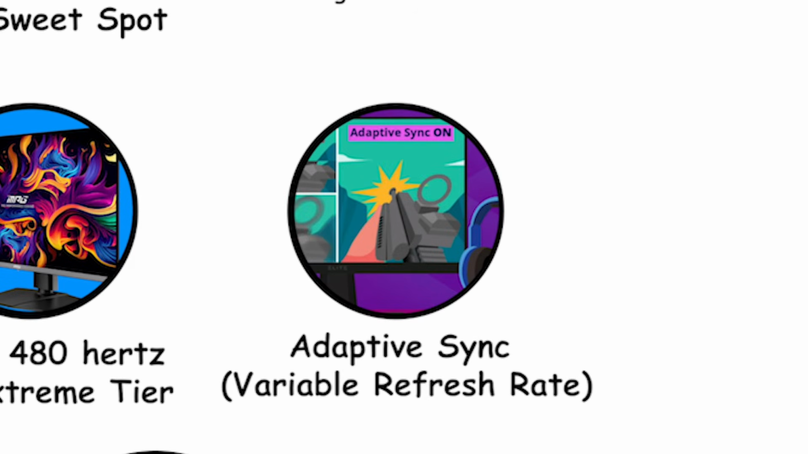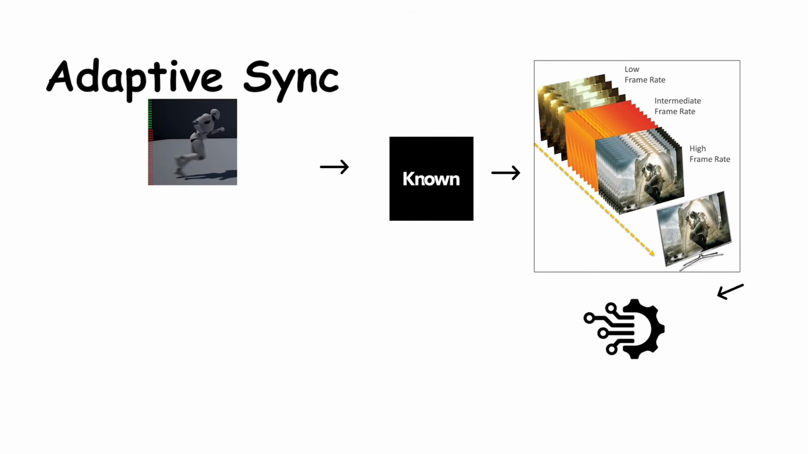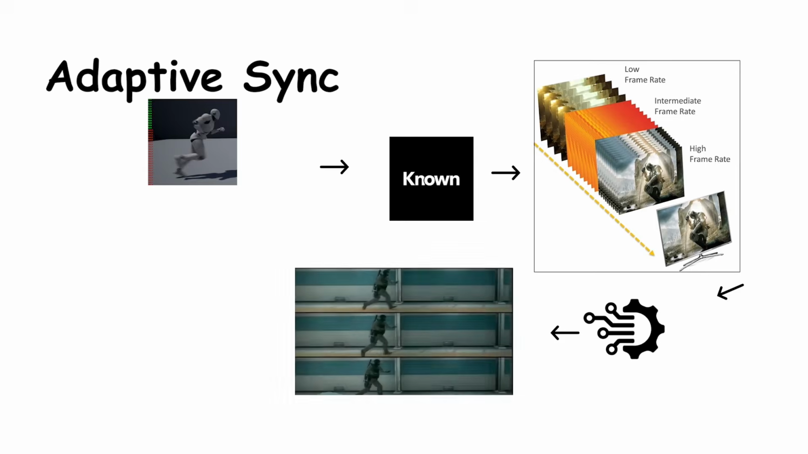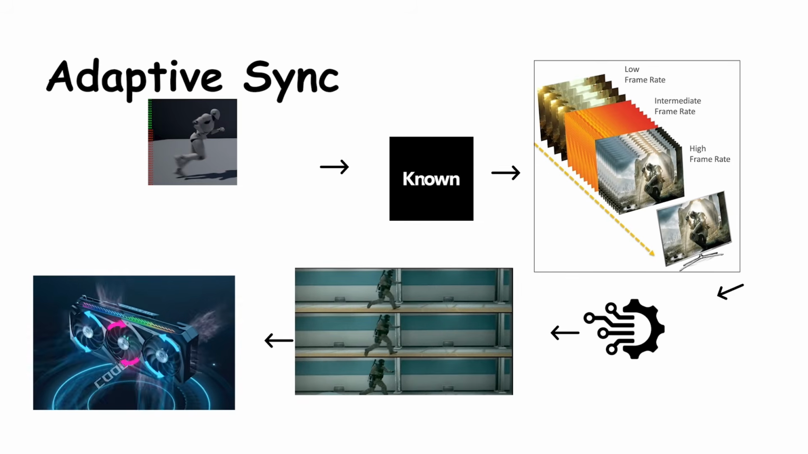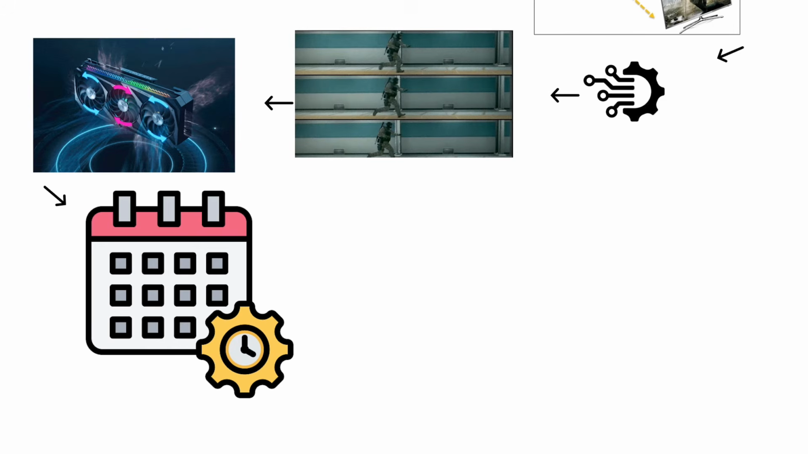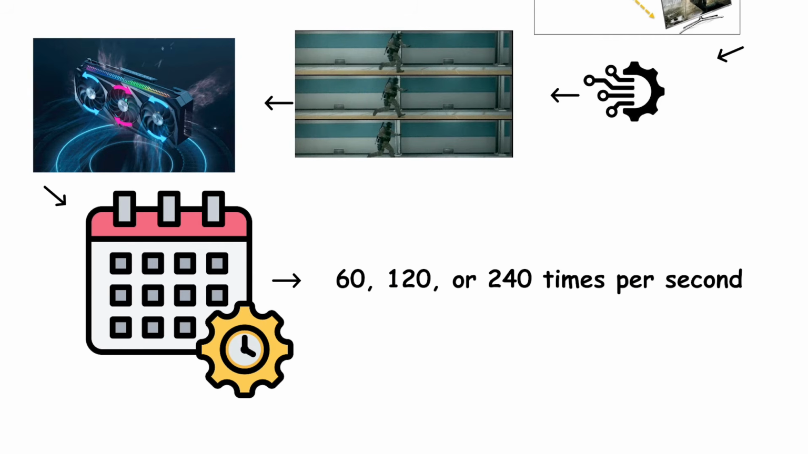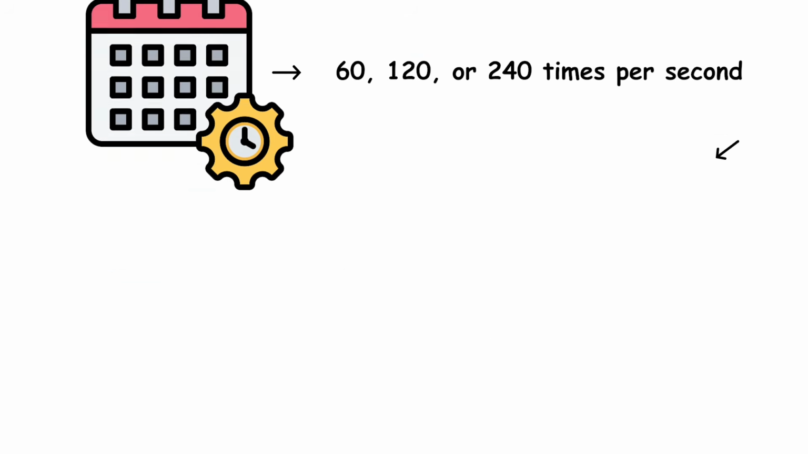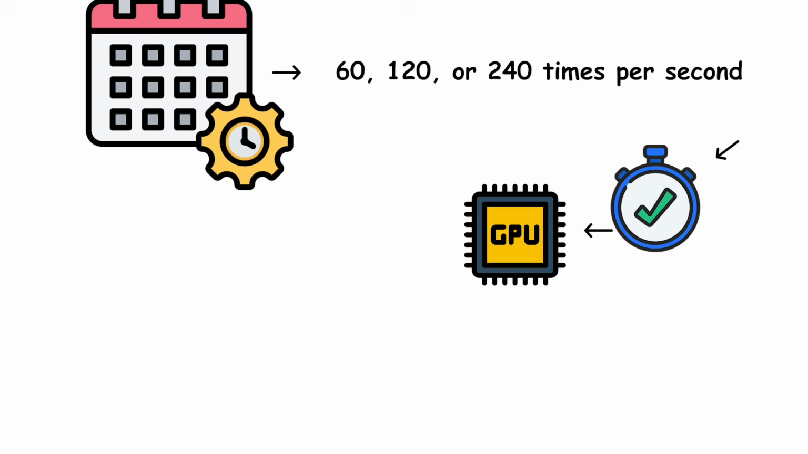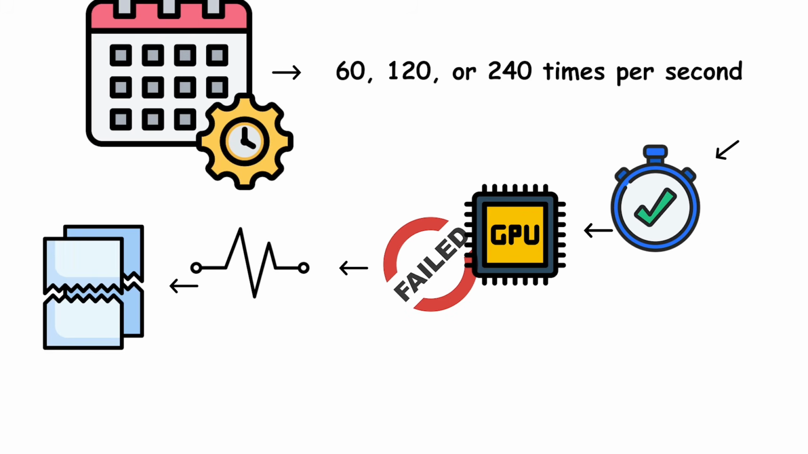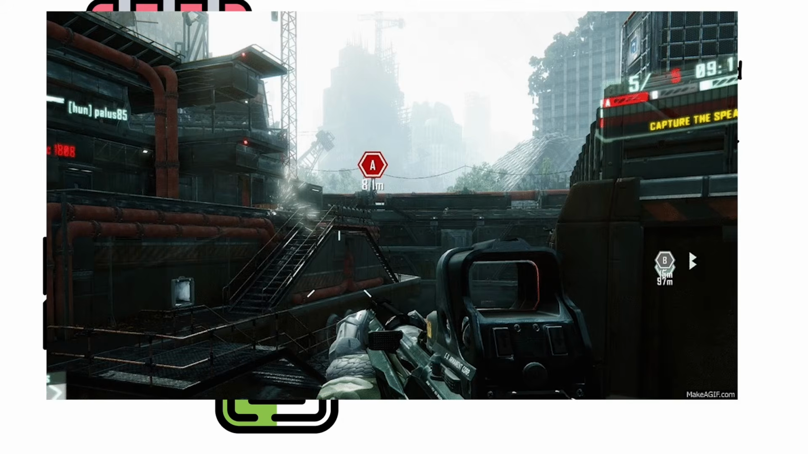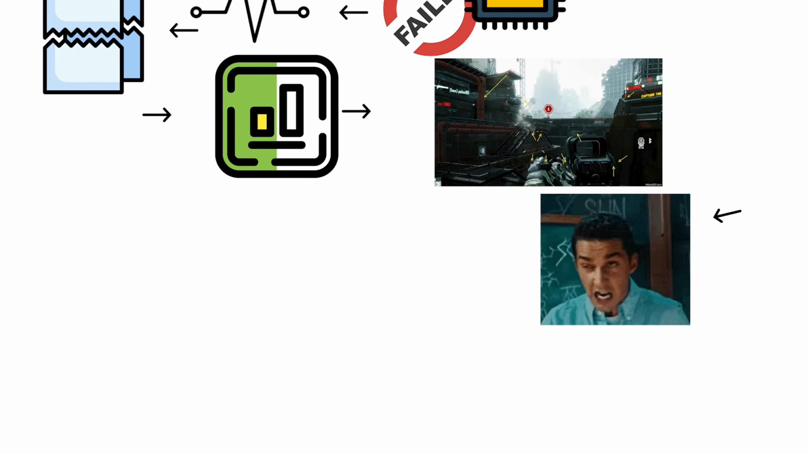Adaptive Sync, Variable Refresh Rate. Adaptive Sync, also called Variable Refresh Rate, is a technology that lets the monitor change its refresh rate dynamically to match your graphics card's output in real time. Normally, a display refreshes on a strict schedule, 60, 120, or 240 times per second, no matter when new frames are ready. When the GPU can't deliver frames exactly in sync with that rhythm, you get tearing, where the top and bottom halves of the screen show different frames, or stutter when frames are delayed.